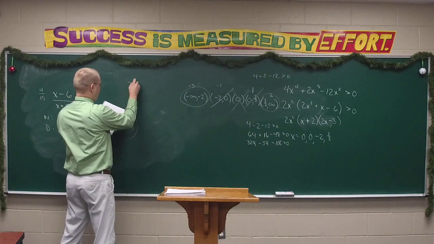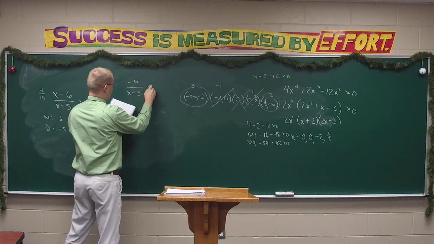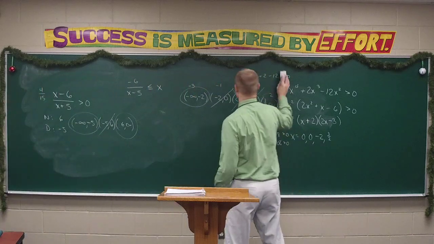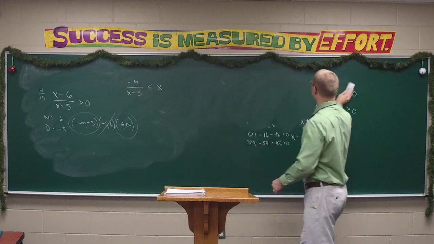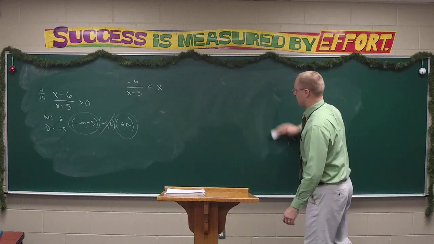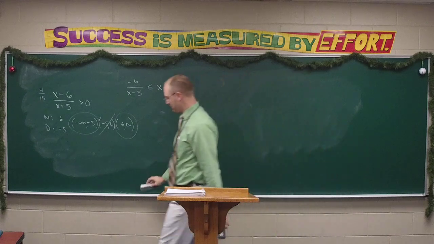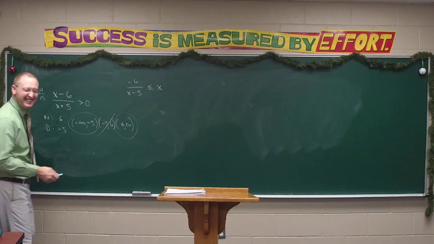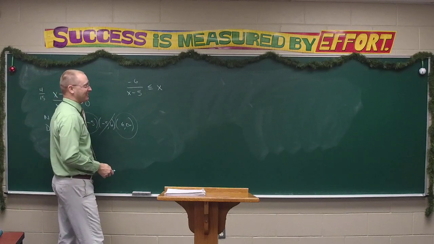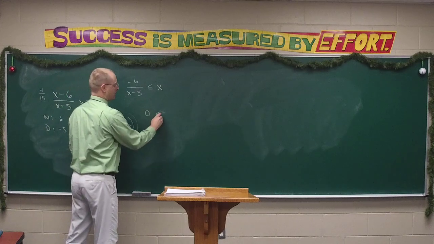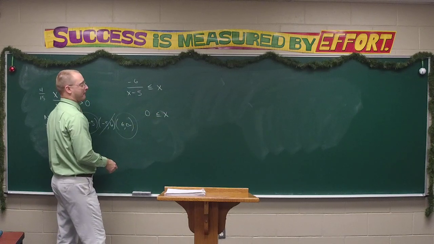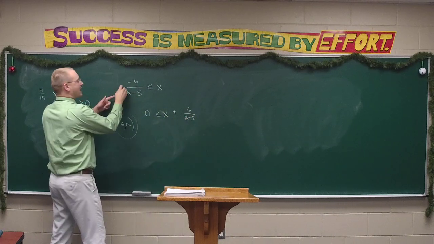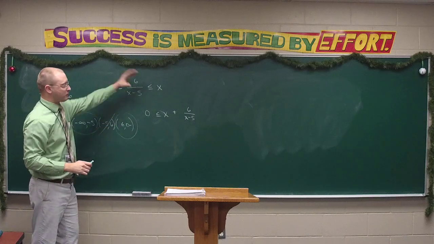And number 24. We had negative 6 over x minus 5 less than or equal to x. What ought we to do? Set it equal to 0. Which side? Left. Put the 0 over here, less than or equal to x plus 6 over x minus 5. There we go. Because this is negative, we move it out front first. It's a negative this, so when it moves over, it becomes a positive that.